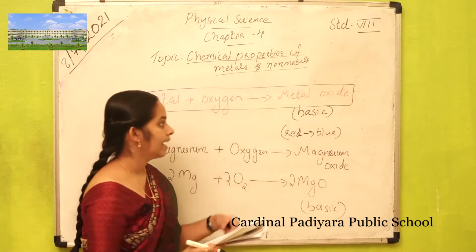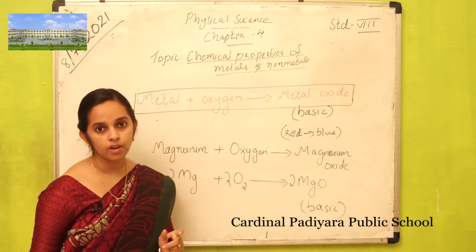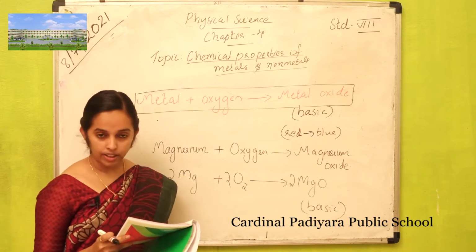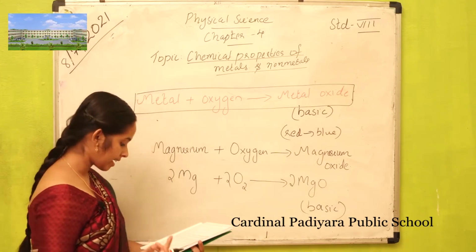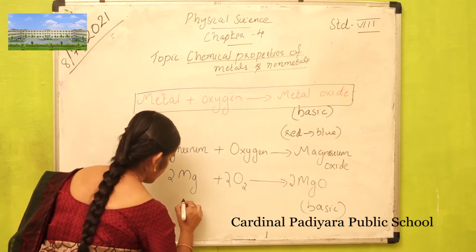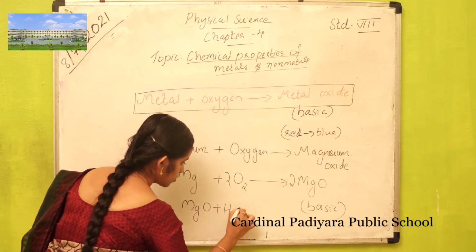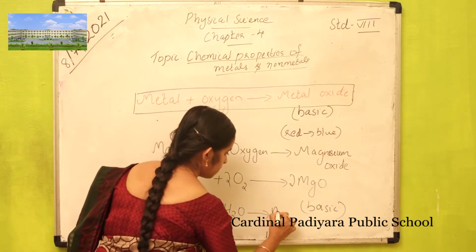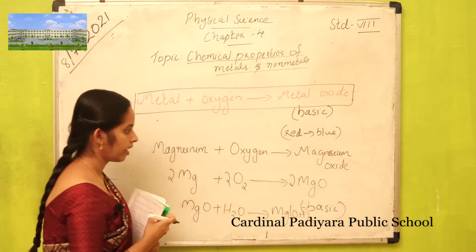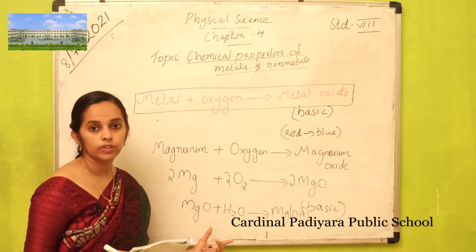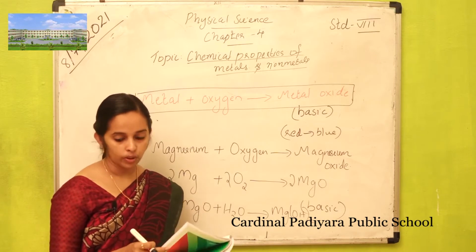Which means a red litmus paper can turn to blue in the case of magnesium oxide. So are you clear? Then, magnesium oxide again reacts with water to form magnesium hydroxide, Mg(OH)2. That is also something you want to study.